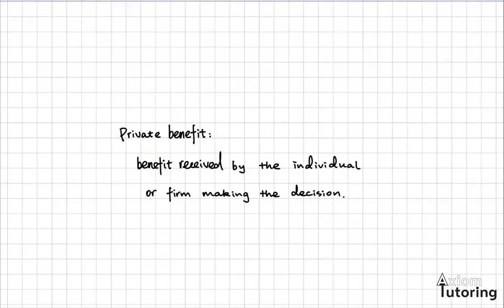If you buy a coffee, your private benefit could be you enjoy the taste, you feel satisfied, and you feel more awake. That enjoyment is your private benefit. If you study for a qualification, your private benefits include better knowledge and skills, more job opportunities, and higher future wages. Those benefits go directly to you, so they're private benefits. Thus, private benefit is the benefit to the person making the choice.